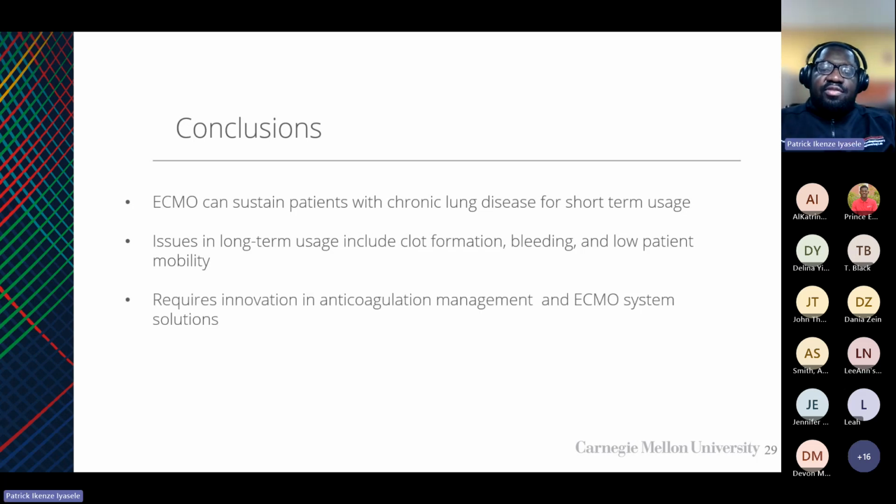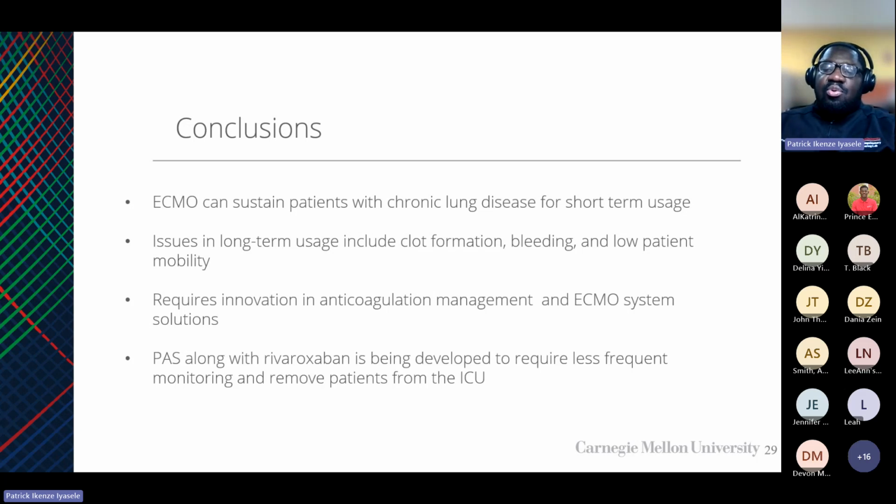Our work tackles these issues from different angles by research into anticoagulation coatings, factor 12 inhibition, oral anticoagulants, a biofabricated lung, and by developing a small portable ECMO system. We believe that the pulmonary assist system, along with the anticoagulant solutions we are developing, will allow patients to undergo ECMO with less monitoring, allow them to leave the ICU, allow them to walk, and hopefully in the future, allow them to undergo treatment at home.